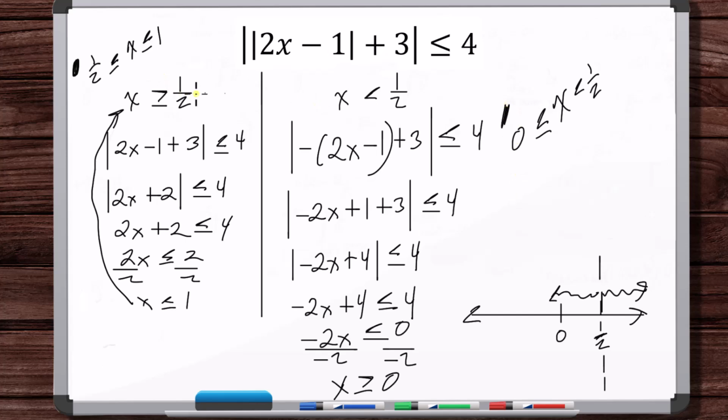Now we just need to do an or between these two. So 1/2 to 1, we can see that's going to be x is less than or equal to 1 and greater than or equal to 0. And that's the solutions.